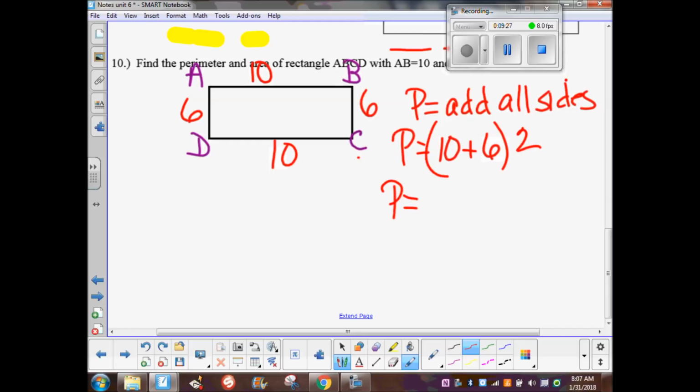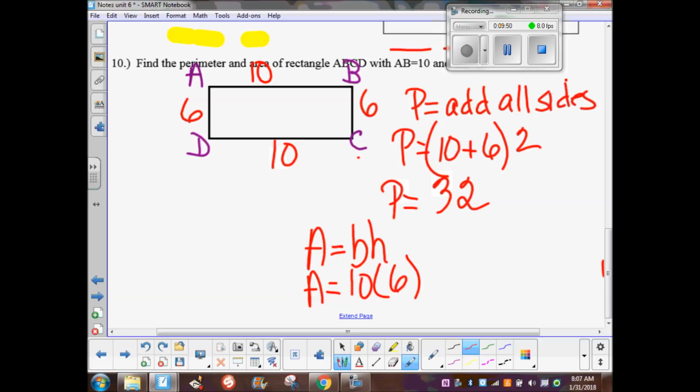Caitlin, what are you thinking? I got 32. Okay, so she came up with 32. Perfect. Area. We said we use base times height. Danny, what am I going to use? Sure. 10 times 6, which is 60. Did I answer both questions? Yes, just for perimeter and area. Go ahead, flip it.